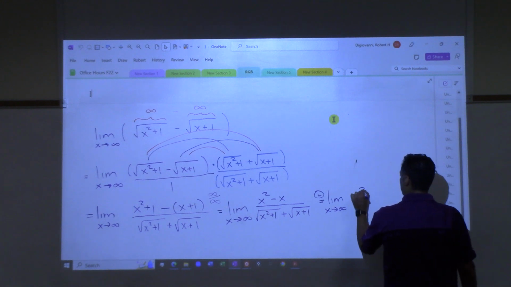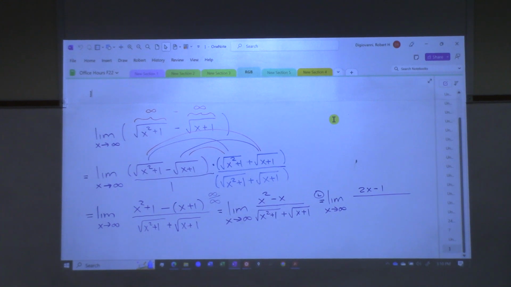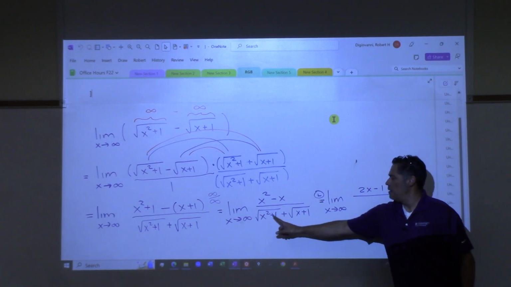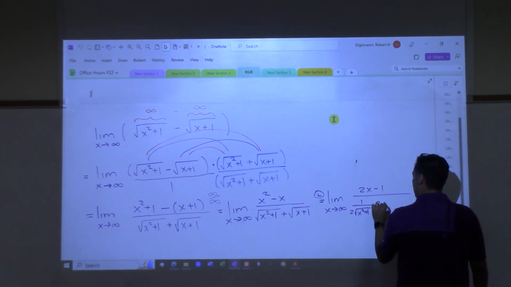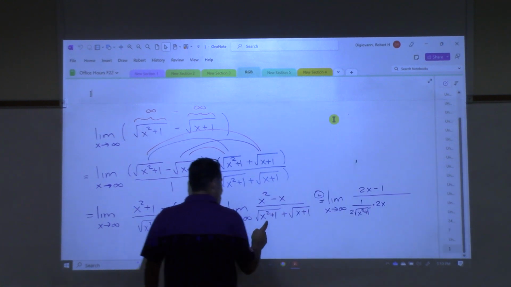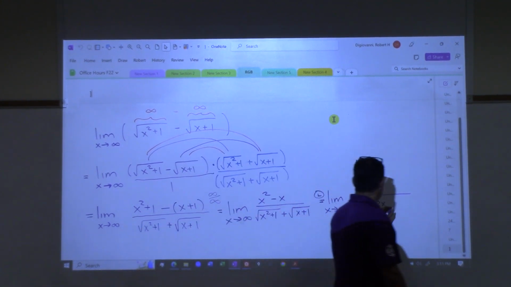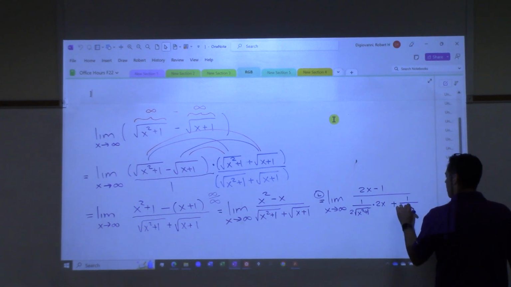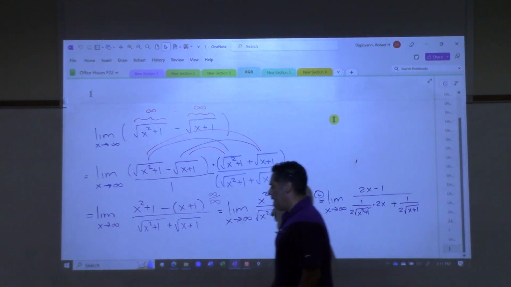L'Hopital: derivative of the top is just 2x minus 1. On the bottom, you have two roots separated by addition, so you have to do chain rule on each of these. Derivative of the first one: 1 over 2 root x squared plus 1, chain rule, times 2x. That's the derivative of this one. Derivative of square root of something is 1 over 2 times square root of that something times derivative of what's inside, which is 2x. Plus, derivative of square root of x plus 1 is 1 over 2 square roots of x plus 1, and then times 1.